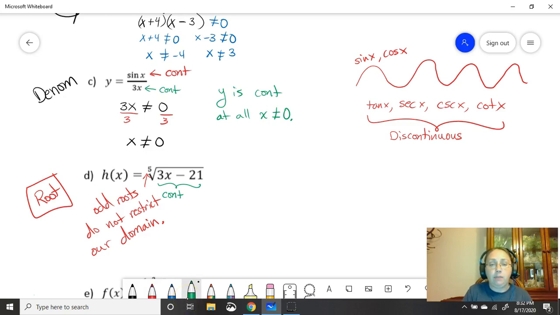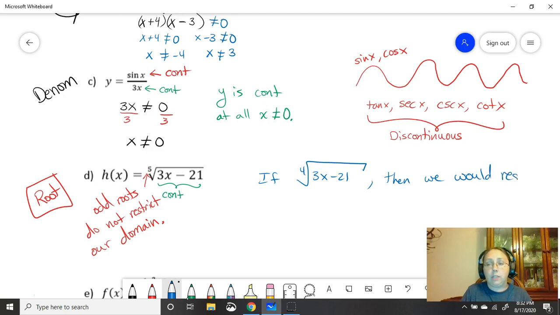So if you had an even root, let's make a side note here, if we were looking at maybe the fourth root of 3x minus 21, then we would restrict our domain. And how would we do that? So inside an even root, the inside, all of it, so 3x minus 21 is what's inside. The inside of an even root has to be positive or equal to 0. The even root of 0 is 0, so that's okay, but it cannot have a negative number.